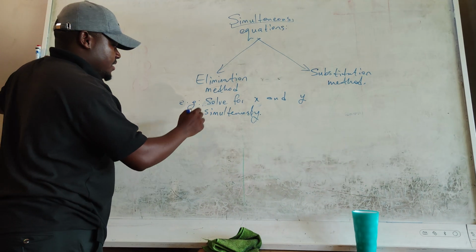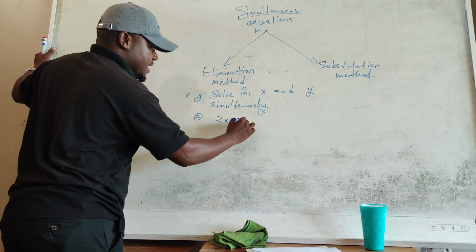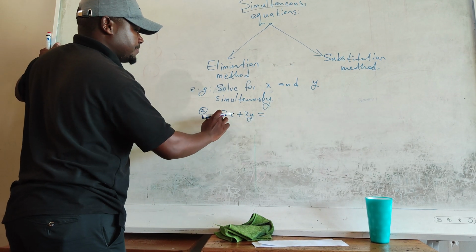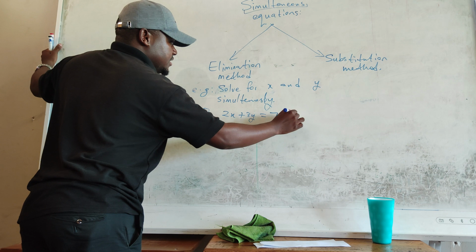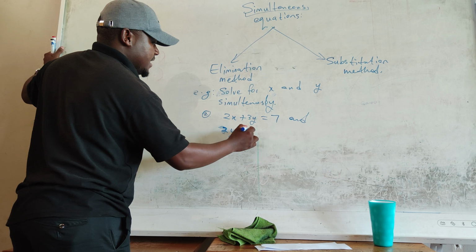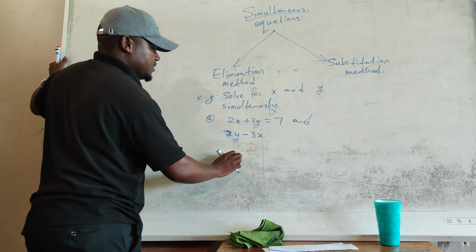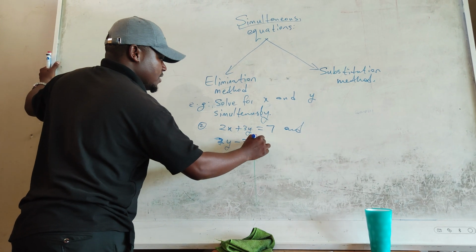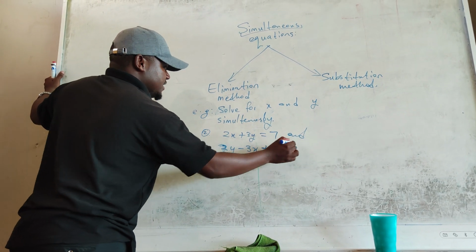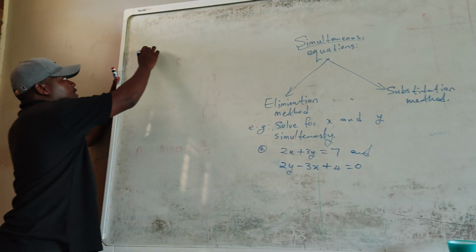For example number 2, we say 2x plus 3y equals 7, and 2y minus 3x plus 4 equals 0. So these are the two equations. Let's see how it works. So the solution for number 2.